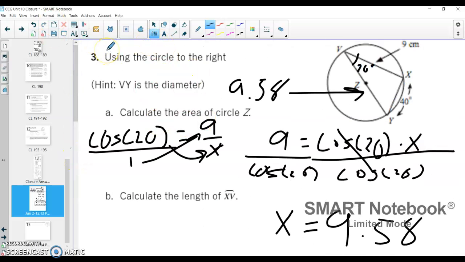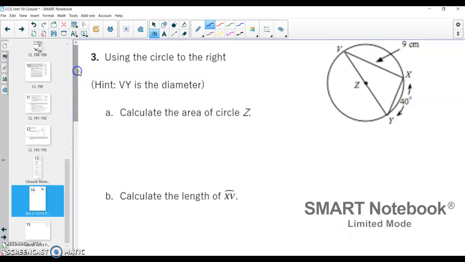I'm going to clear my ink so I have room to work. And what we'll see here is we're looking for the length of xv. So we're looking for the arc length of xv, and I wish it was as easy to say, well, that's 40 degrees, so that's 140 degrees, but we're actually looking for the length of it. To do that, we're going to need to figure out the circumference of the circle and then multiply it by the portion of the circle we have.